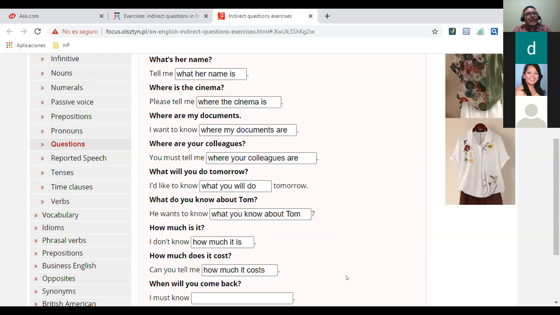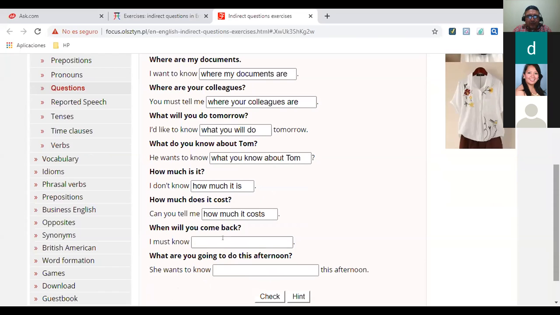Okay, are the exercises clear? Look at the following one. When will you come back? I must know when you will come back. Good. Now remember, in this case, the question is in the future, so you need an auxiliary to indicate that you're talking about future time. So will stays there. And the last one says, what are you going to do this afternoon?